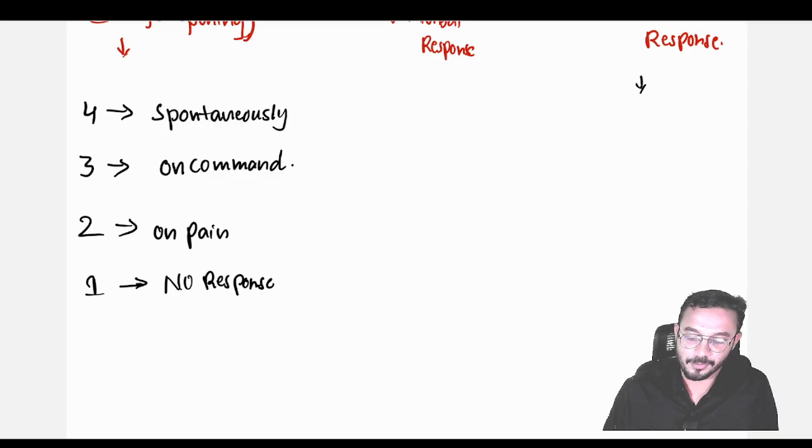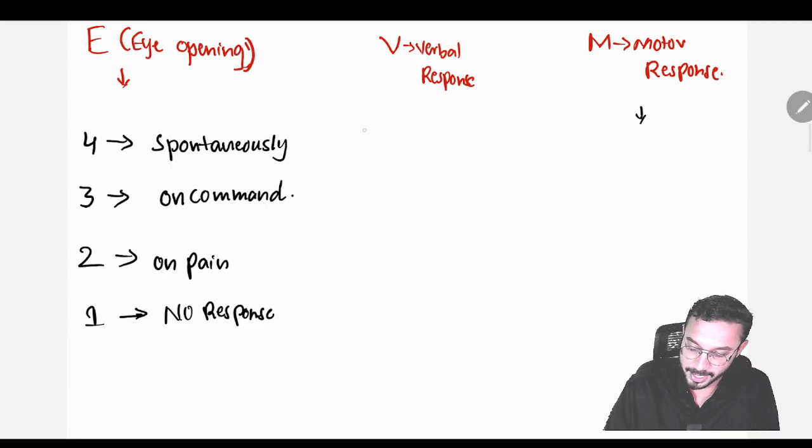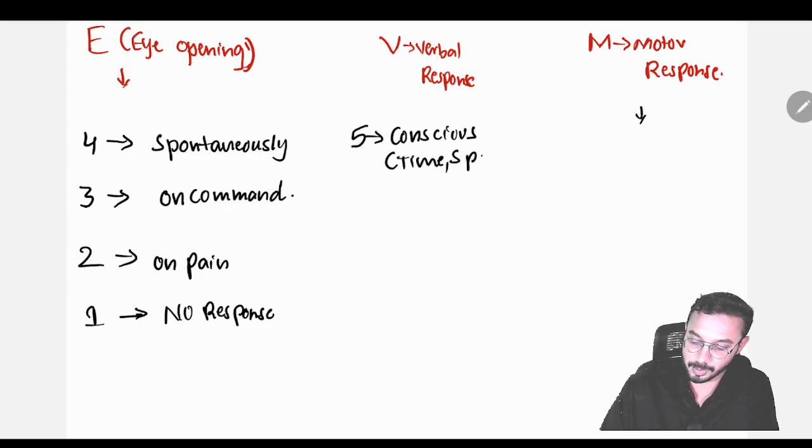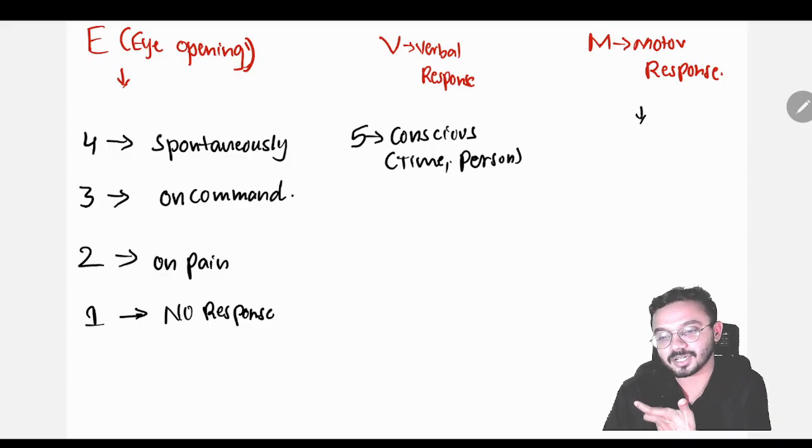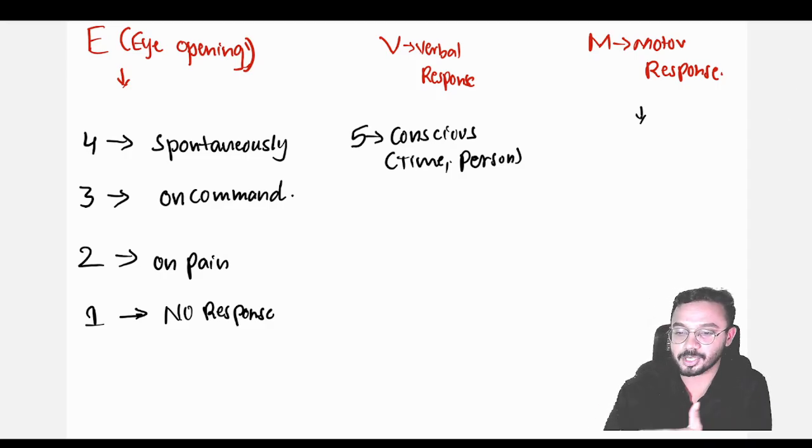And next we move to the verbal response, starting with score 5. The patient is conscious and oriented to time, place, and person. If you ask the time, he will tell it. If you ask the place where he is, he will tell you. And if you ask who brought him to hospital, he can tell everything. That is orientation.